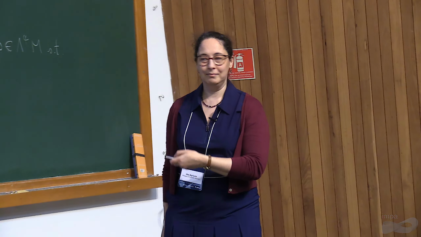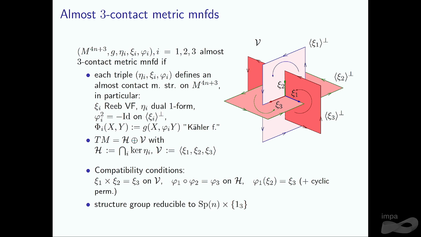Okay, so let's start. Almost 3-contact metric manifolds. One of the disadvantages of doing contact geometry is that you get these very long sentences, like almost contact para-Sasaki, nearly something, which at the beginning don't feel intuitive. So let's try to circumvent that. I would like to look at a manifold of dimension 4n+3 with a Riemannian metric g and three almost contact structures, η, ψ, φ, labeled with indices 1, 2, 3.